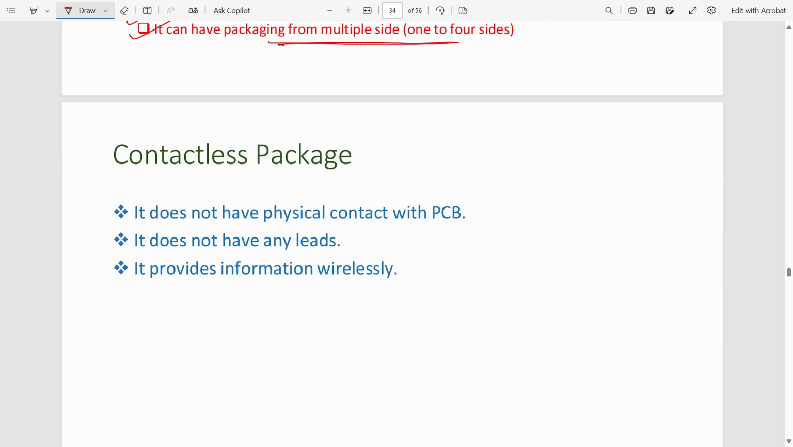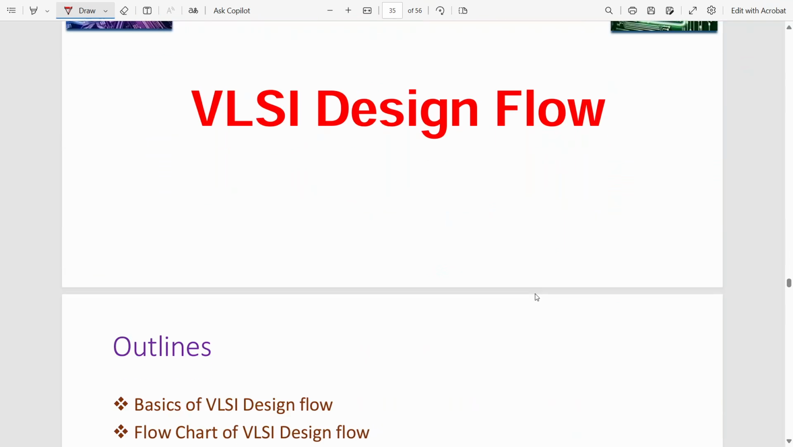Contactless means it does not have any physical contact. It does not have any leads, and it provides information wirelessly. So this is the contactless process.